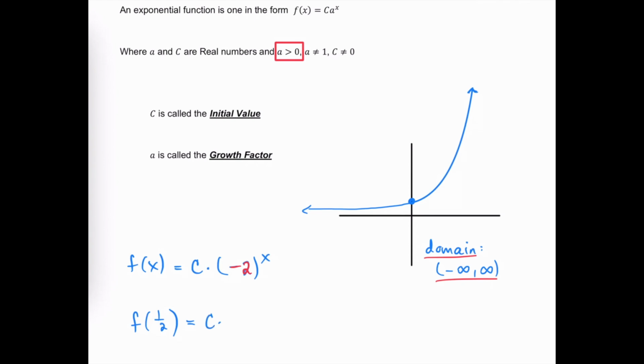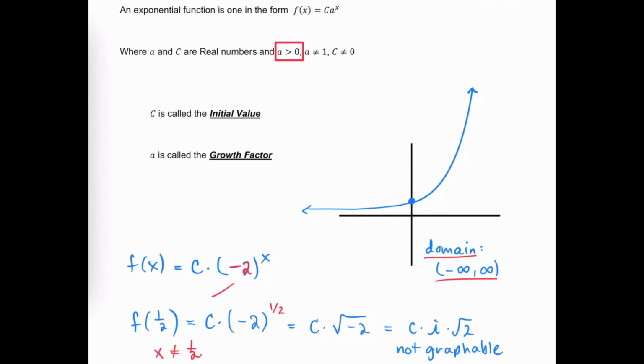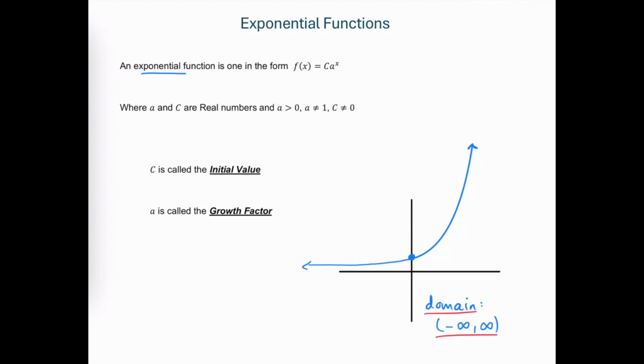Because no matter what that constant is, if I had a negative base raised to the 1/2 power, that's the same thing as c times the square root of a negative number, which would then be c times i radical 2, which is imaginary and not a graphable point. So we'd say x could not be equal to 1/2. It's not in the domain of this function if the base was negative. So we can't have negative bases and also an unrestricted domain. So in order to be considered an exponential function, these criteria have to hold true.